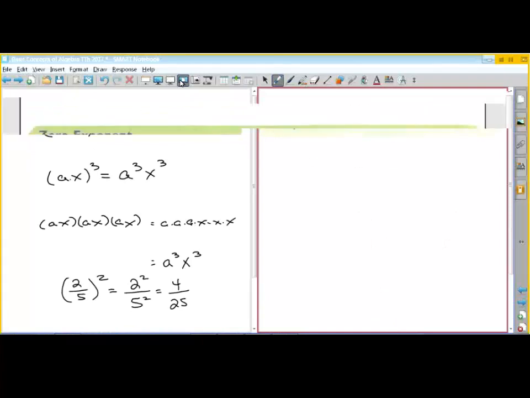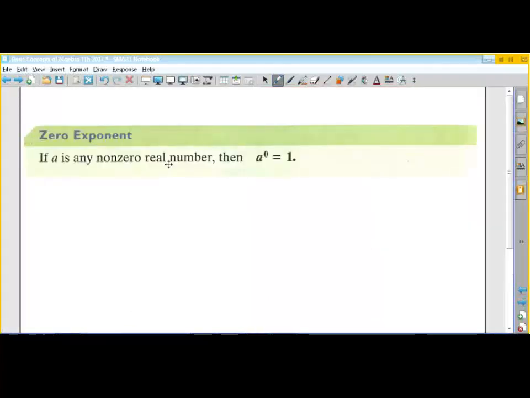Okay, we got a few other little laws here. If a is any non-zero real number, then a to the 0 equals 1. So if you take 2 to the 0, that is 1. So 0 to the 0 is 1. 1 million to the 0 is 1.